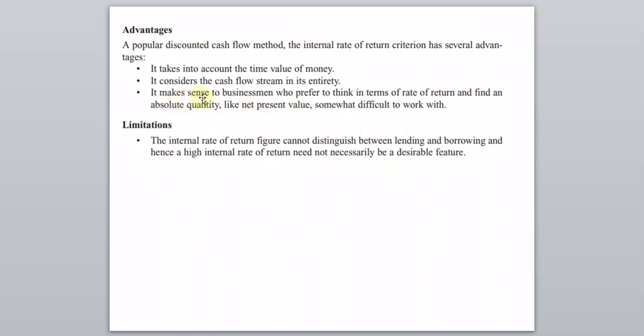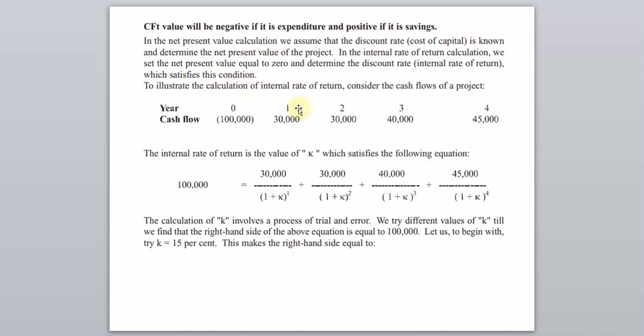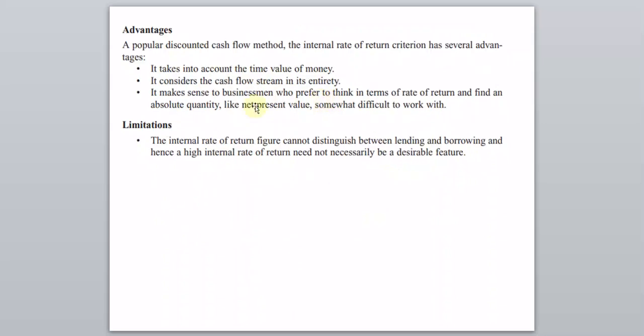It also makes sense to businessmen who prefer to think in terms of rate of return, and find an absolute quantity like net present value somewhat difficult to work with. So we can alternate between the net present value and the internal rate of return value. If we are not happy with the net present value, we can work with the internal rate of return value. This is very feasible for some businessmen.